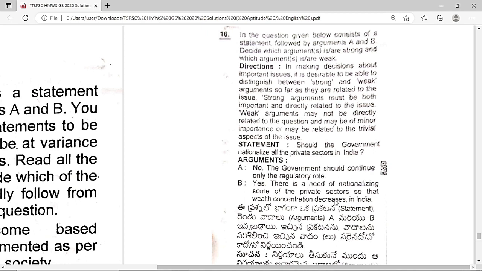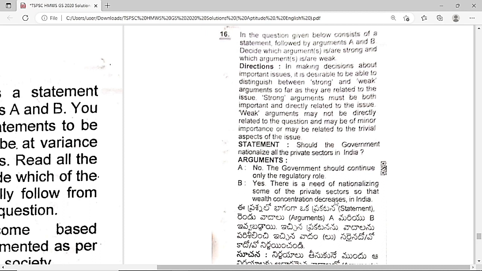Yes, there is a need of nationalizing some of the private sectors so that wealth concentration is going to decrease in India. We need to nationalize only a few, but not all. And no means the government should continue only the regulatory role. So therefore, we can say clearly the government should continue only the regulatory role, and there is a need of nationalizing some of the private sectors so that the wealth concentration is going to decrease in India.